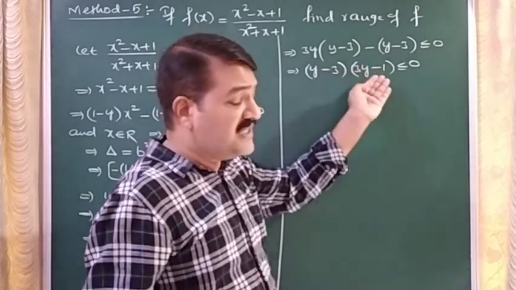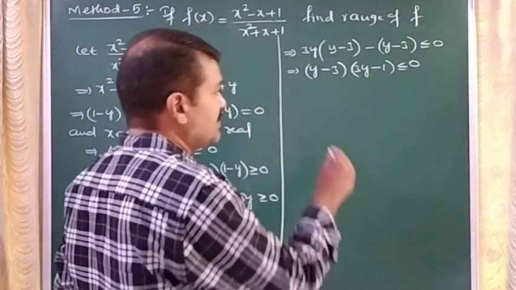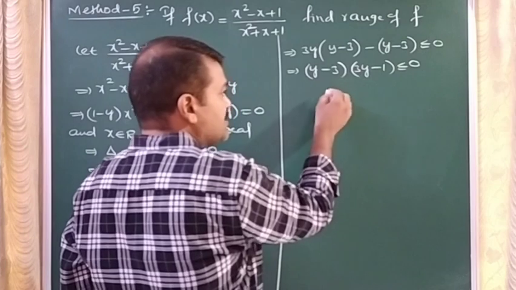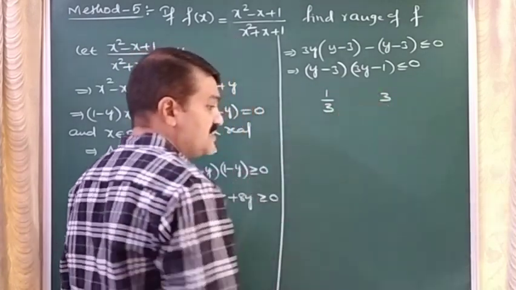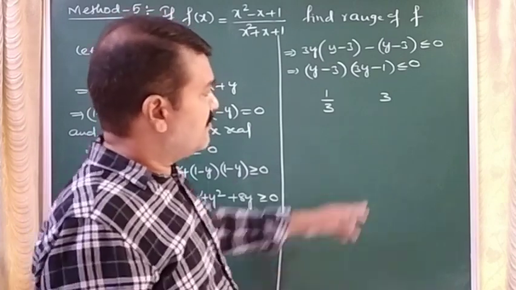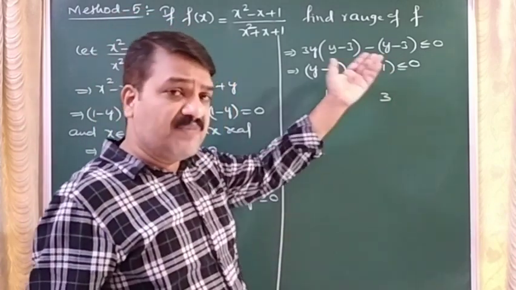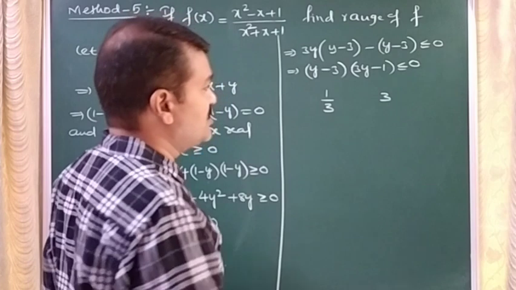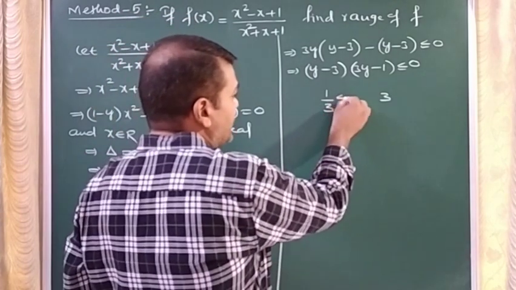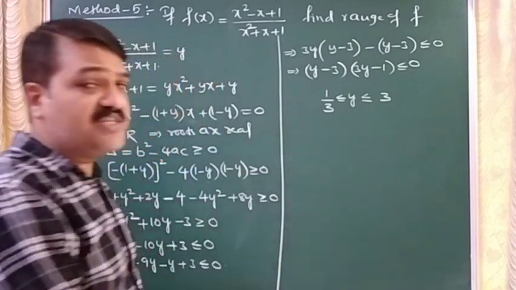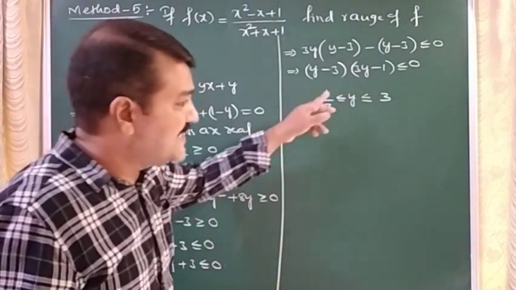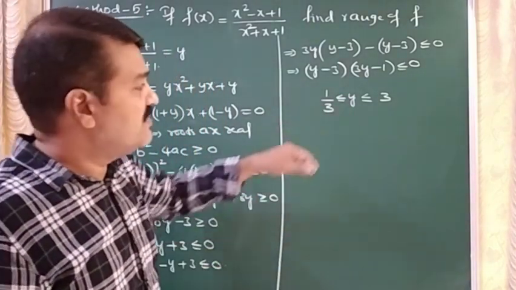So 3 and 1 by 3 are the zeros here. Write them in ascending order. Whenever you have a less than symbol, the solution lies between the roots. Therefore, y lies between the roots. This is your solution, this is the interval of y.